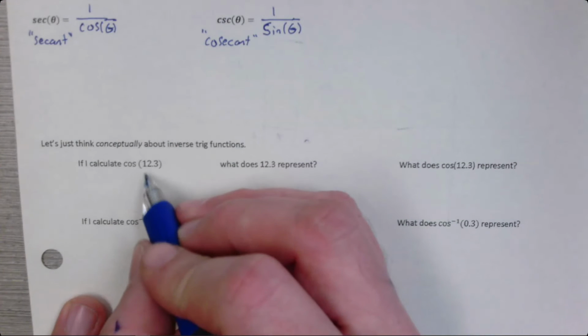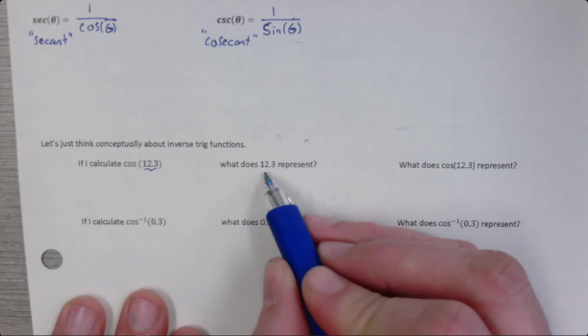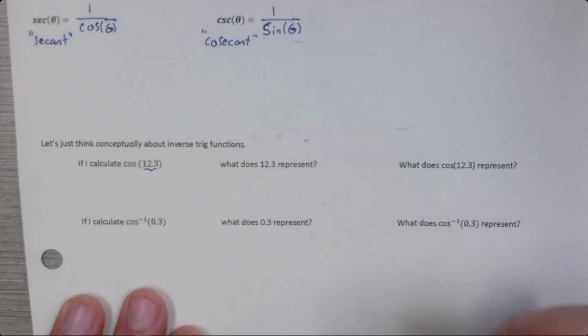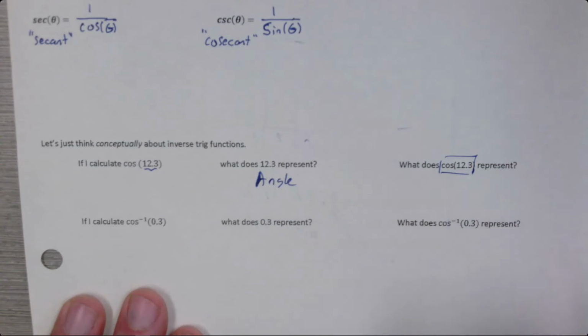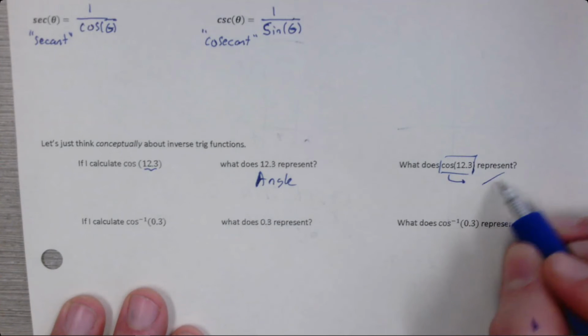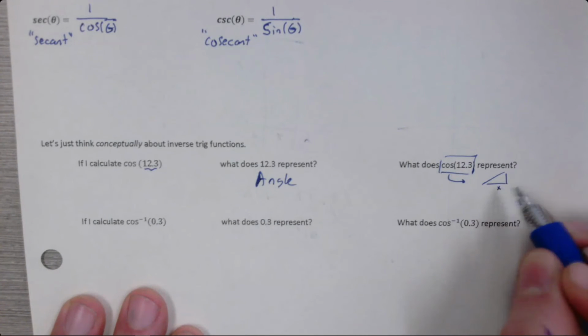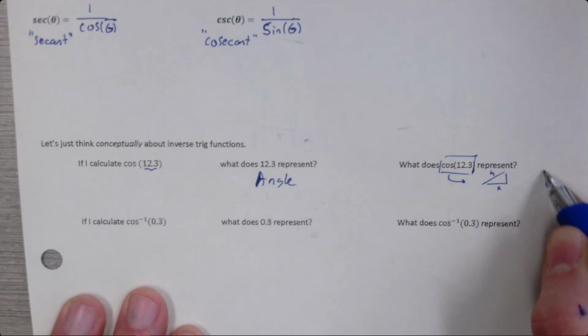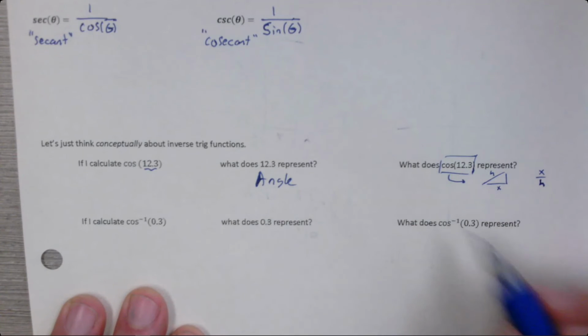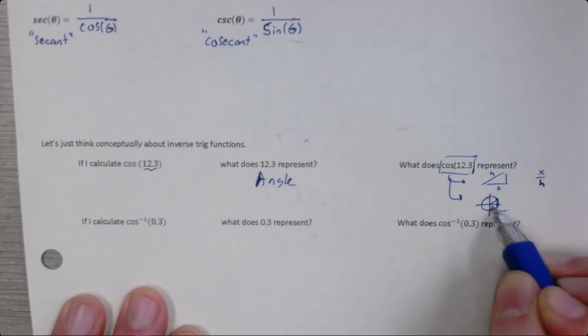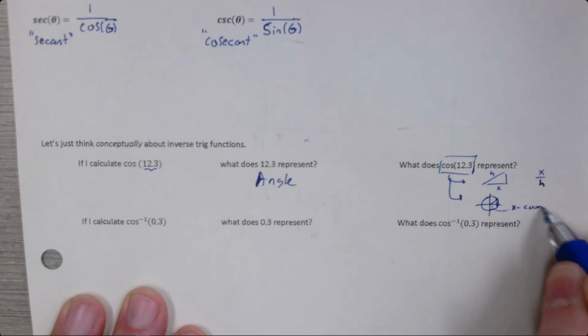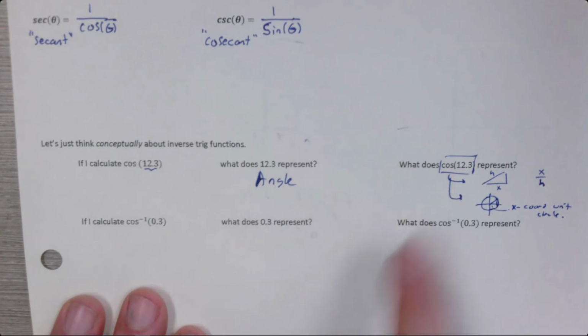So regular cosine, I think you know this, cosine of 12.3. What kind of thing is 12.3? What does it represent? Angle. Yeah, angle. So then for cosine of 12.3, we have two ways of thinking about it. One way is that it represents x over h, that ratio. Another way is that it represents the x coordinate on the unit circle, because on the unit circle, h is just 1. So really, it's just that same thing.